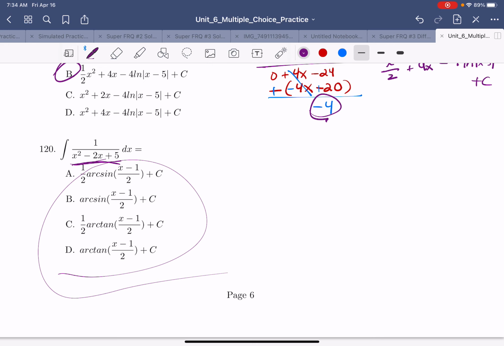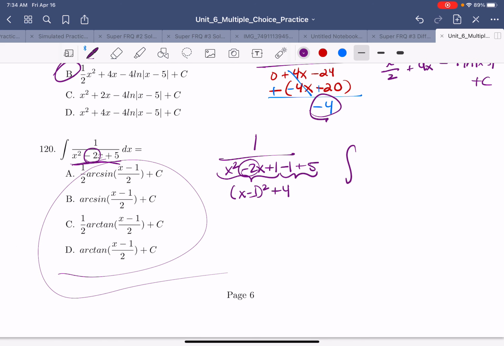So we're going to complete the square. So I have 1 over x squared minus 2x. And I know that I'm going to do the middle term divided by 2 squared. So plus 1 minus 1 plus 5, right? So I know that this turns into parentheses x minus 1 squared, because it's always the middle term divided by 2 that goes in there. And then this becomes plus 4. Okay, so I think I can work with that.